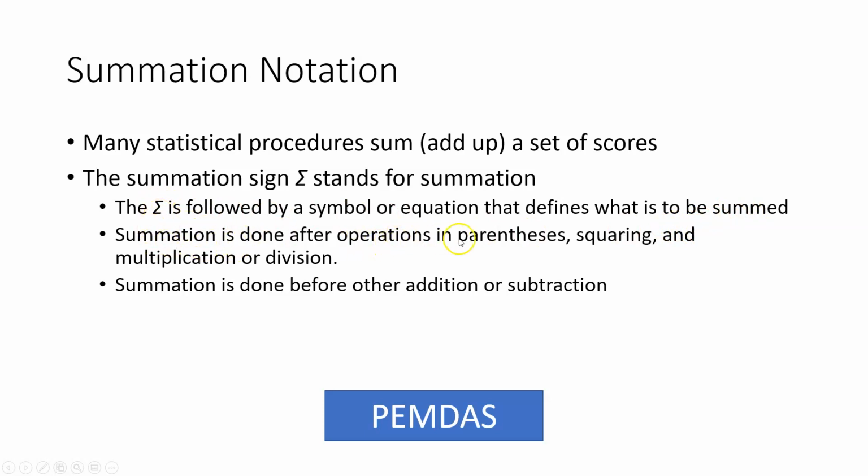Summation is done after operations in parentheses and squaring and multiplication or division, but it's done before other addition or subtraction. Many of you are probably familiar with PEMDAS as an abbreviation that you learned in an algebra class. This stands for parentheses, exponents, multiplication and division, addition and subtraction. This represents, again, the order of operations that you're to follow when you're computing an algebraic expression. Summation falls between multiplication and division, and addition and subtraction. It would be here.